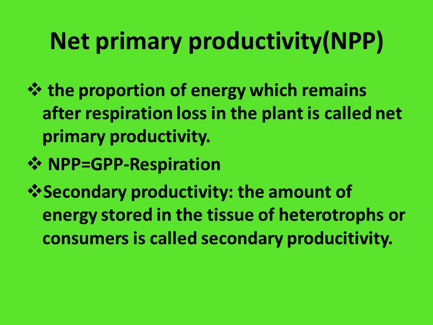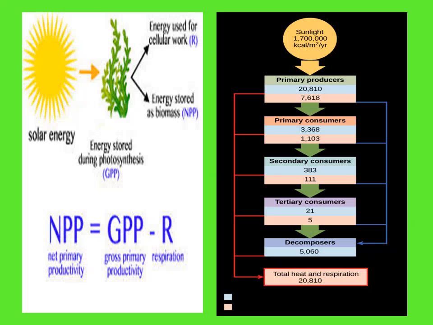Secondary productivity is the amount of energy stored in the tissue of heterotrophs, as we have already seen in the picture. Those are called consumers, which depend upon plants, and all the other trophic levels are called secondary productive. So here the solar energy was absorbed by the plant. The energy used for cellular work is respiration. Energy stored as biomass is net primary productivity. So when you subtract these, GPP, the energy stored during photosynthesis, minus respiration gives net primary productivity. So it is given as a formula.